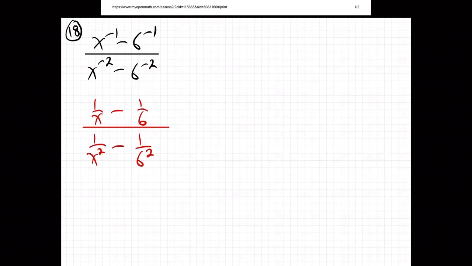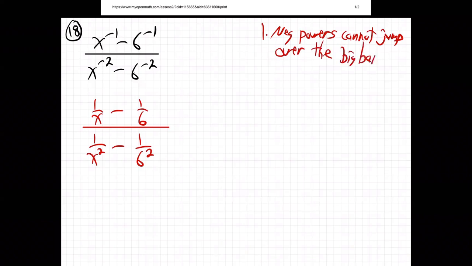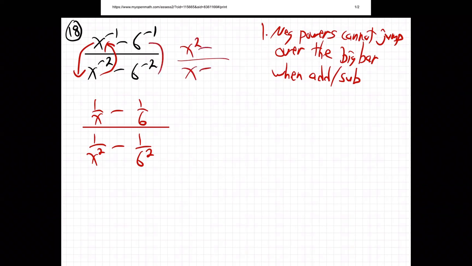like that. So yeah, let me mention over here step number 1. Negative powers. Remember, they cannot jump over the big bar when we have adding, subtracting. I don't know if you've noticed, whenever we have adding, subtracting, a lot of things are not allowed. And so one of them is like, no, you can't just say, oh, this x just jumps down here and this one just goes up here. So it'll just be x squared on the top and regular x on the bottom, you know, and this guy goes down here and this guy goes up here, 6 squared on the top, 6 1.